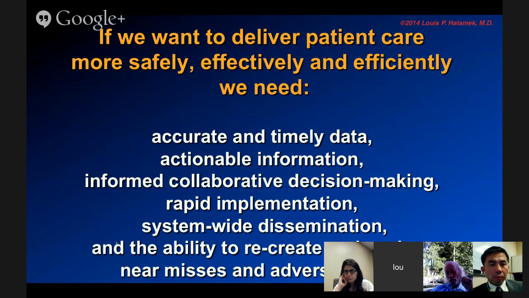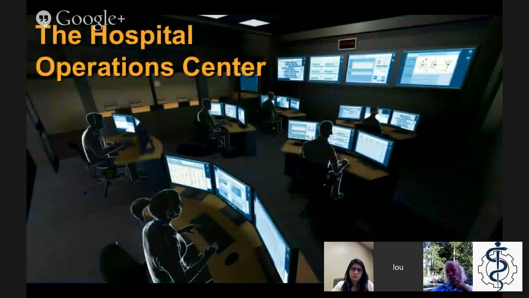And they have to be disseminated throughout our entire system, which involves not just the local bedside or the local unit, but actually the entire hospital and the hospitals and clinics associated with that hospital. And of most interest to me, with my background in simulation, I want the ability to recreate and analyze near misses and adverse events in very high fidelity. The question is, how do we go about this?